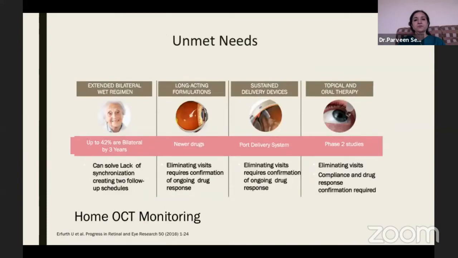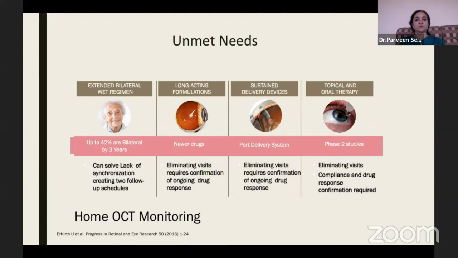In spite of very good treatment, we still have many unmet needs. The most important is the need for multiple visits and multiple OCTs, and we definitely need long-term formulations, sustained delivery devices, and topical or oral therapy if it could be devised. The need for these invasive treatments every month can be reduced.